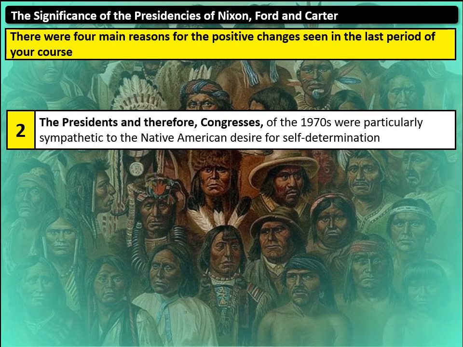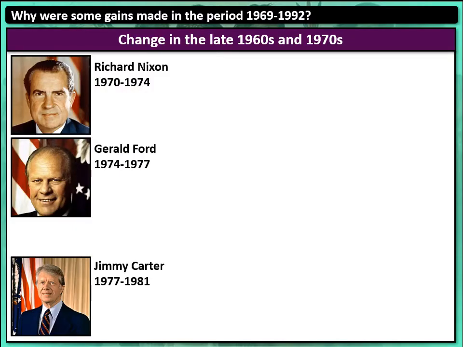In this video, we're going to focus on point two though. What is the significance of the presidents of the 1970s for Native American civil rights? We're going to focus on three presidents, as we've said already. And during their presidencies, 5 pieces of legislation are passed that have a significant impact on Native Americans.